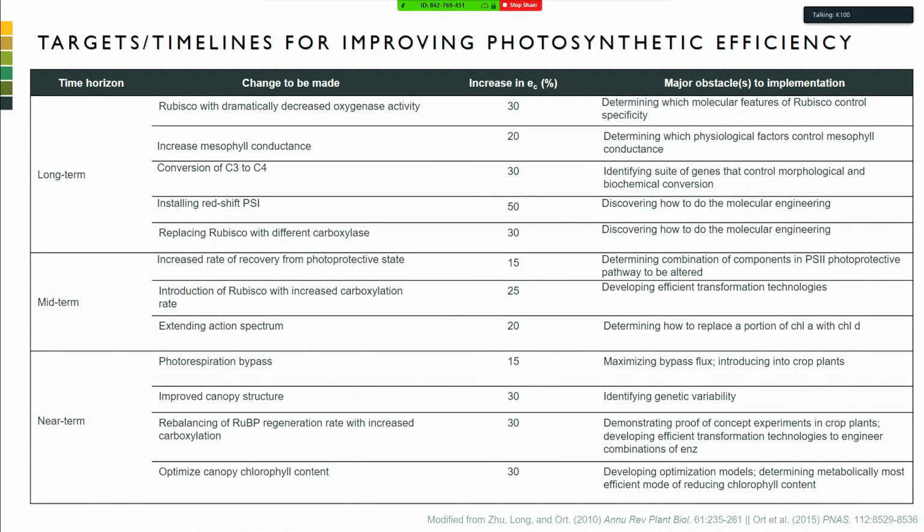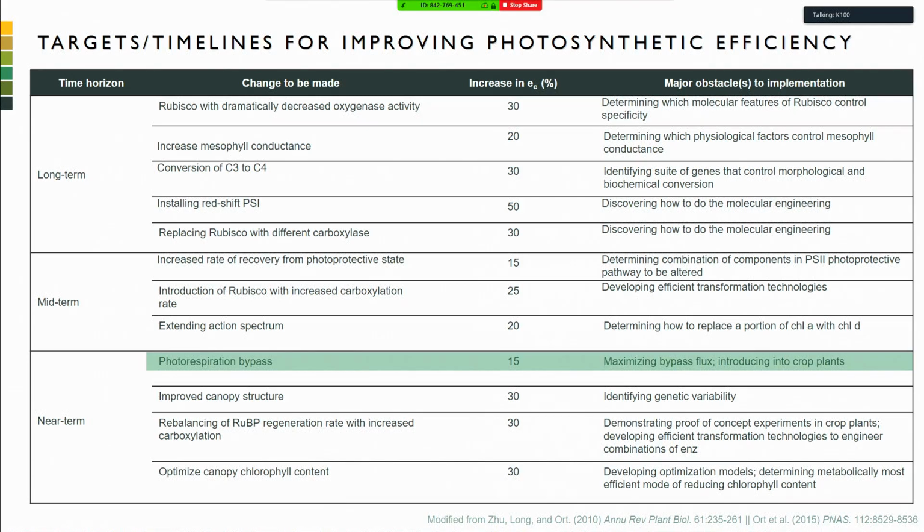And so some years ago, we put together this table of various ways that we think it's feasible to increase photosynthetic efficiency. And we've heard about some of these earlier today. There's one up here of increasing the photoprotective state, and that's been demonstrated as working. There's work going on converting C3 rice into C4 rice. But what I'd like to give you is a proof of concept that it is possible to engineer increased photosynthetic efficiency.